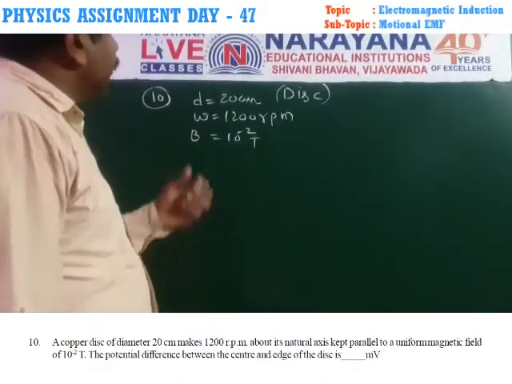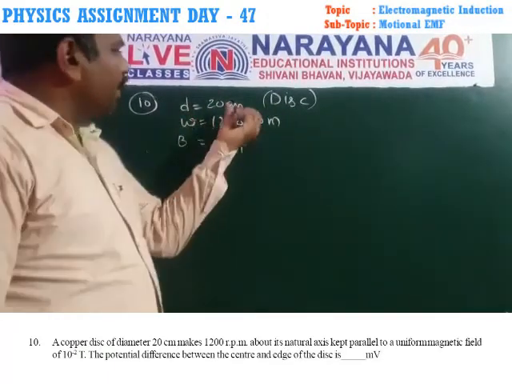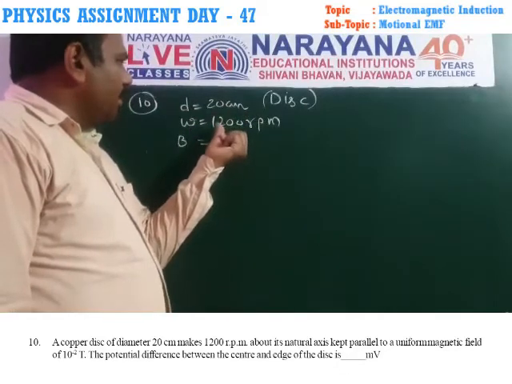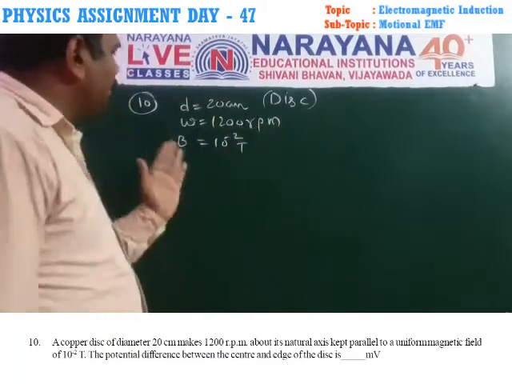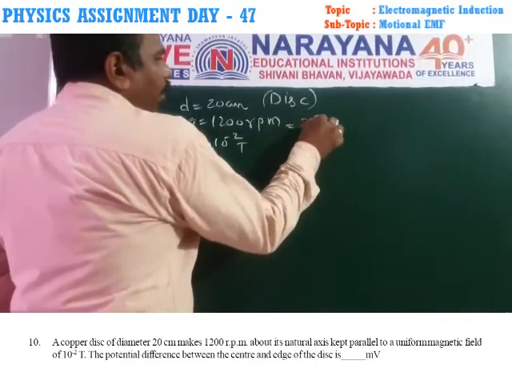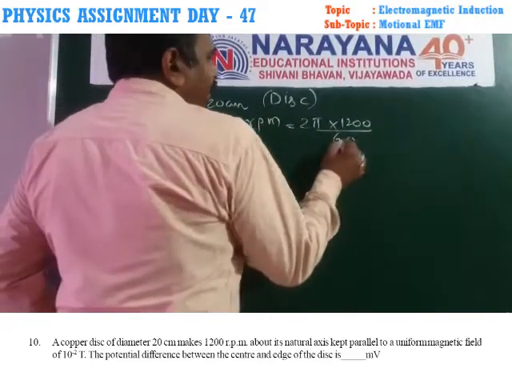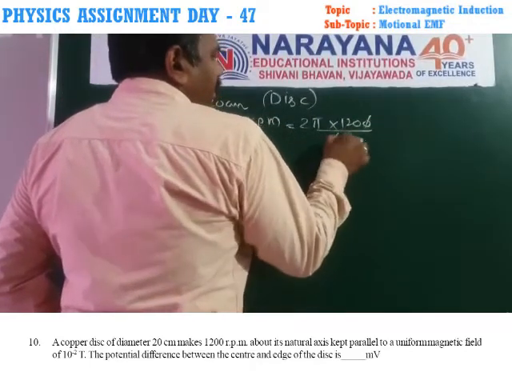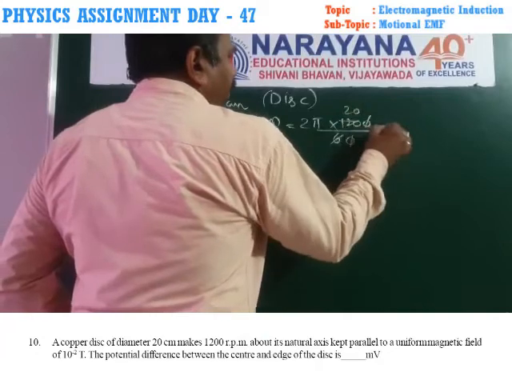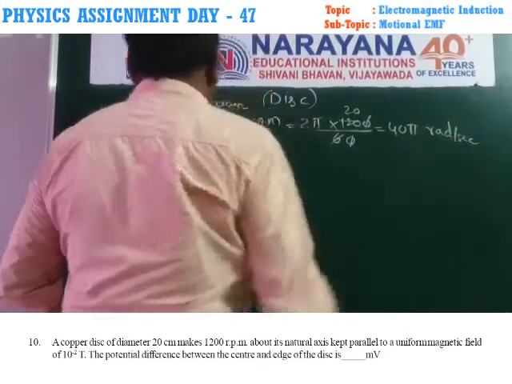In the 10th sum, a circular disc of diameter 20 centimeters is rotating with angular velocity 1200 rpm, rotations per minute. The magnetic field is there. Rotation per minute is written as 2 pi into 1200 by 60 seconds. The 6 cancels, 6 twos are 20, so that is equal to 40 pi radian per second.